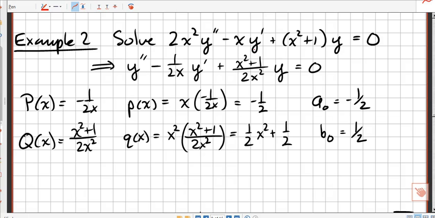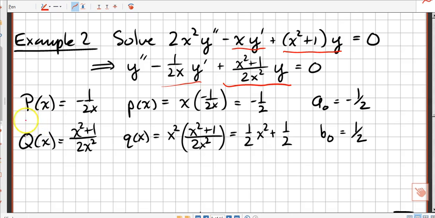All right, here's the second example we're going to look at with the method of Frobenius. So first off, we're solving 2x squared y double prime minus xy prime plus (x squared plus 1) times y equals 0. If I divide off the 2x squared, I get y double prime minus 1 over 2x y prime plus (x squared plus 1) over 2x squared y equal to 0.